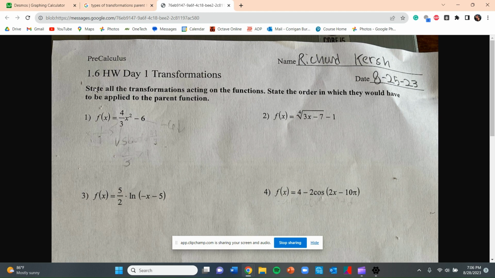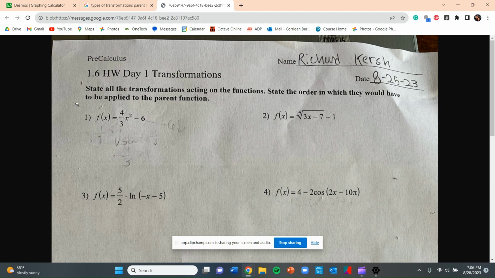So the question says, state all the transformations. Doesn't just say translations; it says transformations acting on the functions, state the order in which they would have to be applied to the parent function. I'll be quite honest, I'm not really sure why the order matters, but we're just going to do what it says. So, the way I like to think about this is we want to remove everything.